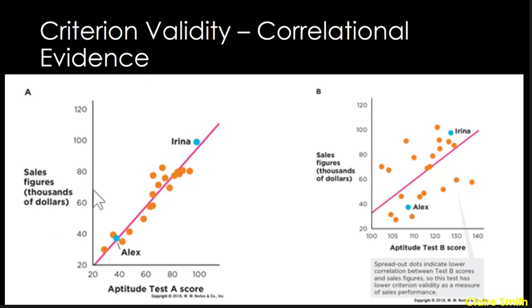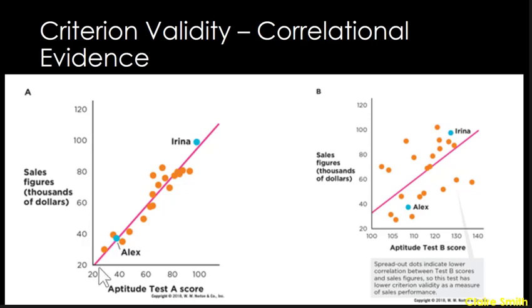So how many thousands of sales they get each year or whatever. Okay, so we already know this data from the people who work at the company, and we're just correlating that with their scores on this aptitude test. So you can see in this one, aptitude test A, there's a really good correlation between their score on this test and how many sales they get.